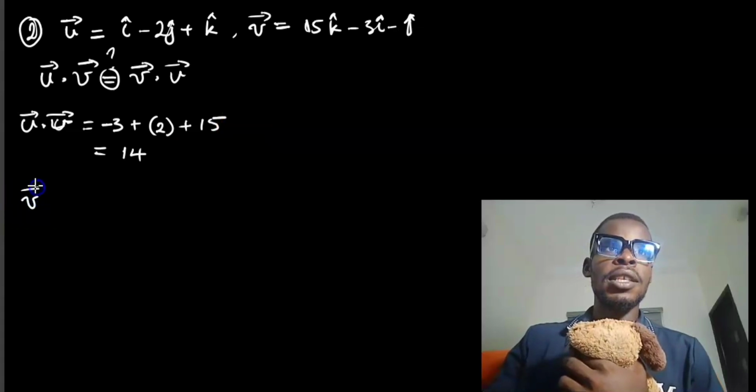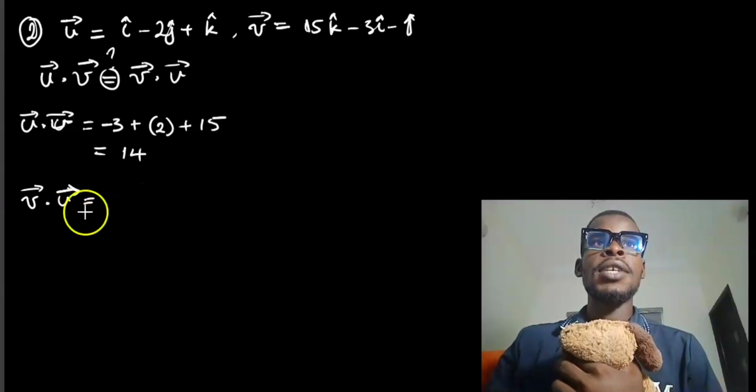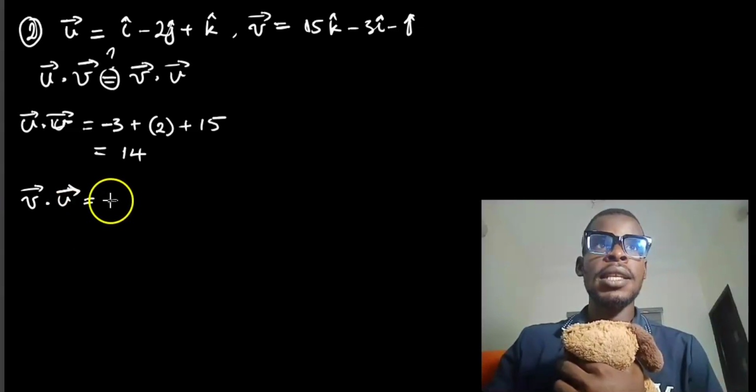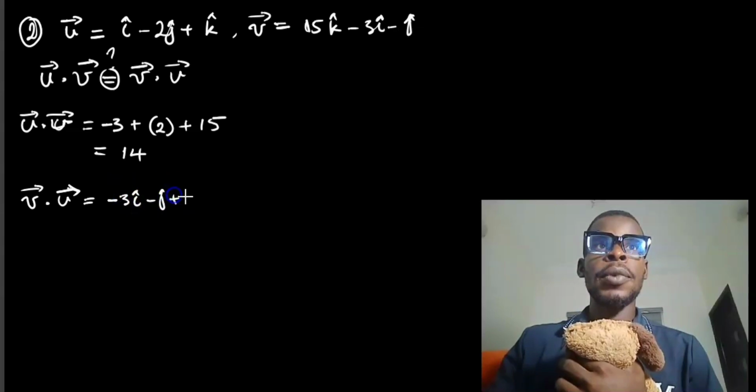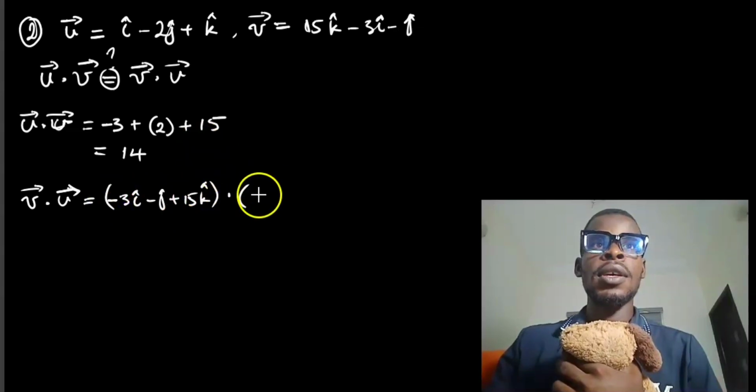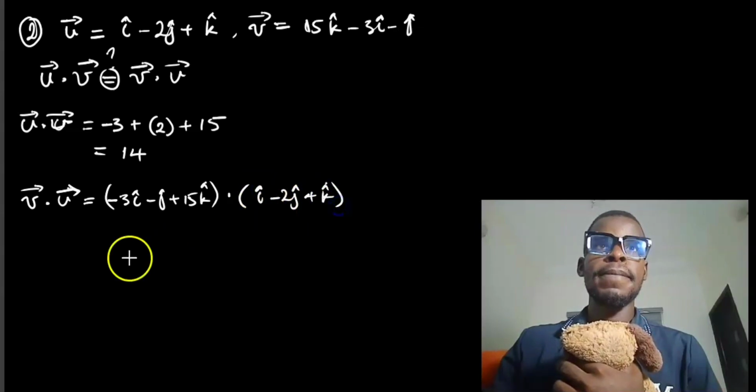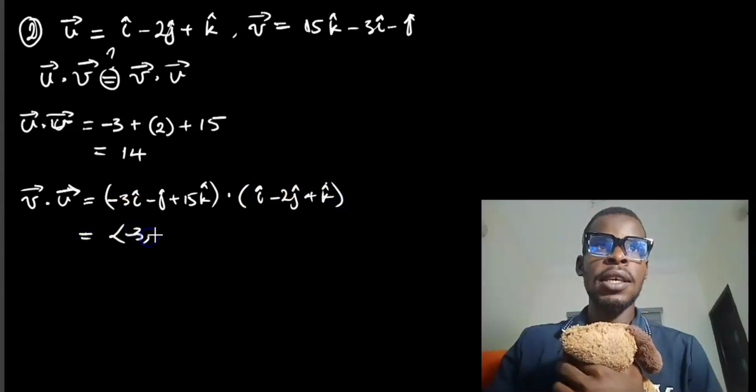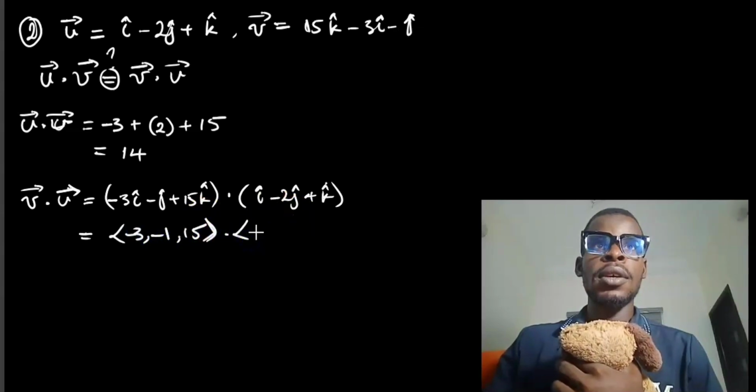Okay, maybe let's do the other order. It will make it easier to see. So we want to compute this vector, that is -3i minus j plus 15k, the product of this with this vector i minus 2j plus k. You may want to rewrite this in this notation, -3, -1 and then 15, then dot it with 1, -2 and then 1.